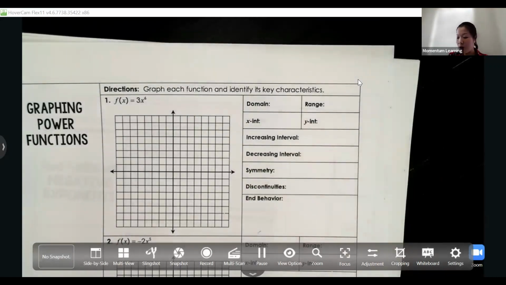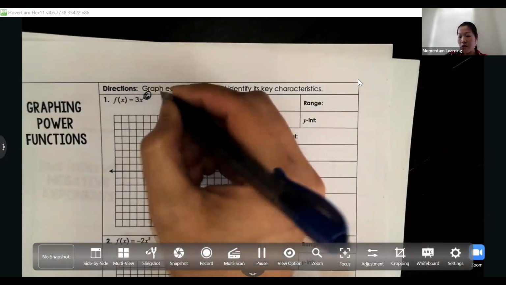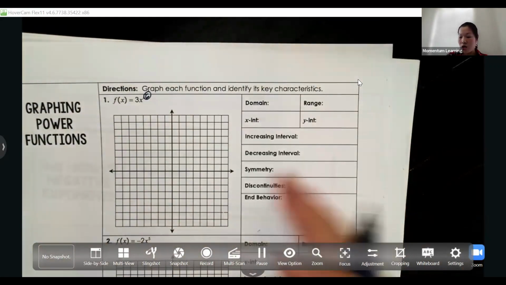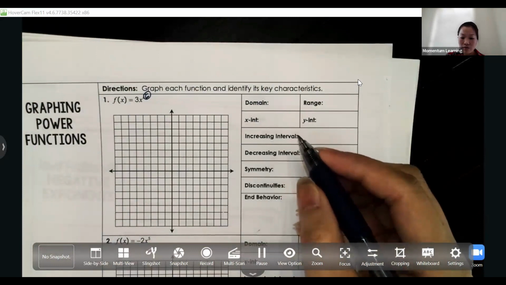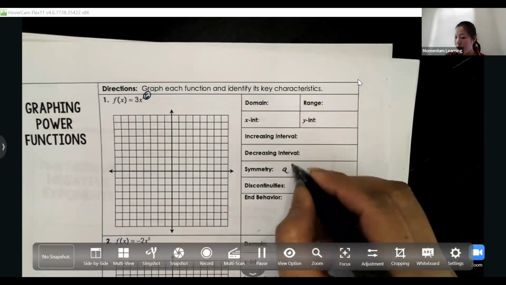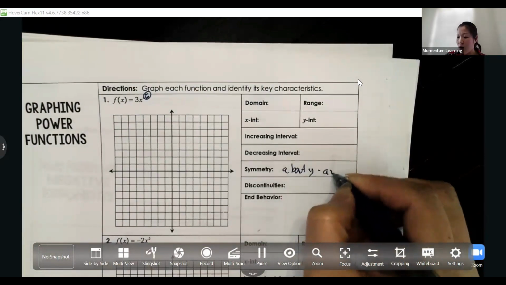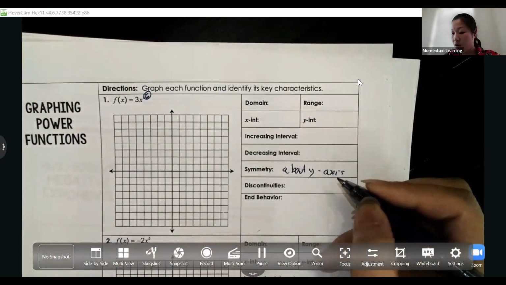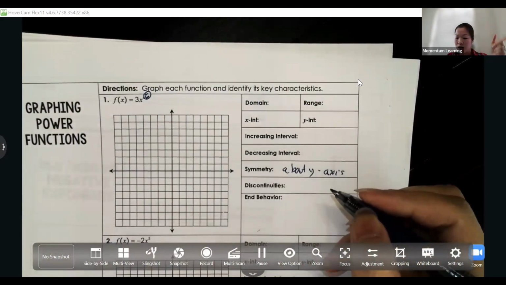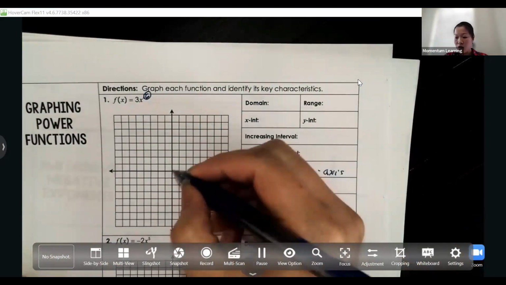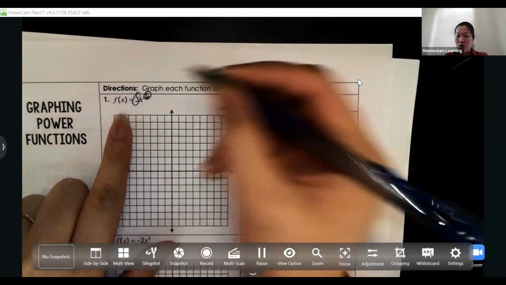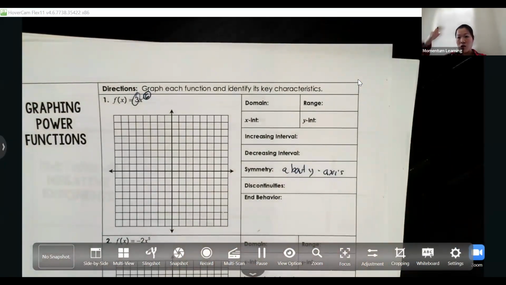So for example, we're going to go over example 1, 3x to the power 6. That's an even power, so expect symmetry about the y-axis. You need to memorize your functions. You say, okay, x to the power 6, that's even. This will be like a parabola, just a little bit closer. What is the 3 going to do? That's a vertical stretch. It's going to increase your y by a factor of 3.